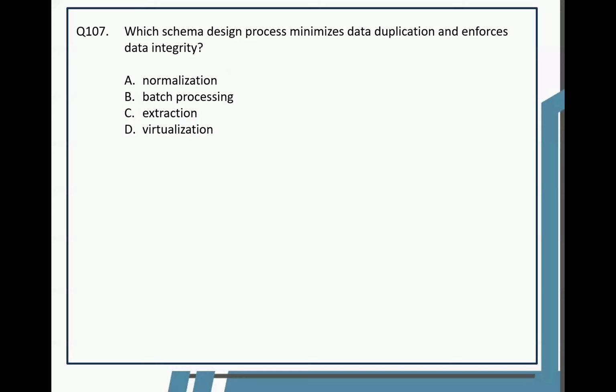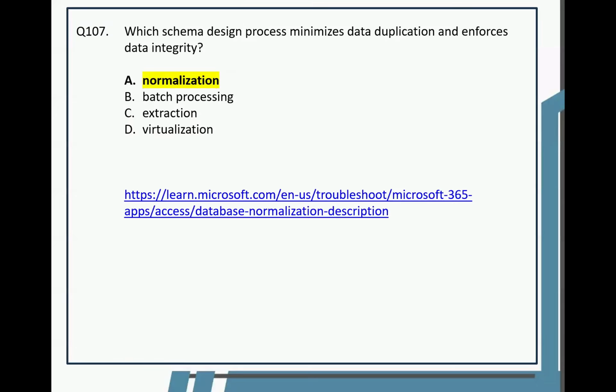Now, folks, normalization organizes data into structured tables and relationships, reducing redundancy and improving data integrity through rules like primary or foreign keys. Batch processing refers to processing data in groups, not schema design. Extraction means retrieving data from a source, not structuring it. And virtualization provides an abstract view of data but doesn't physically reduce duplication in the schema.